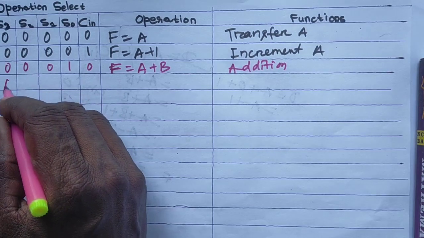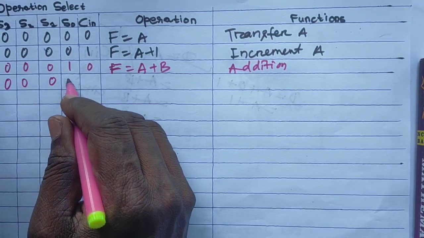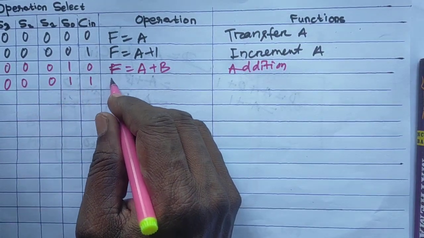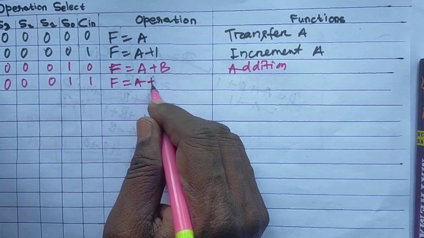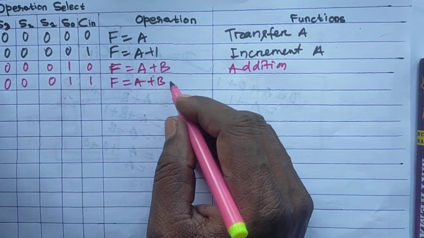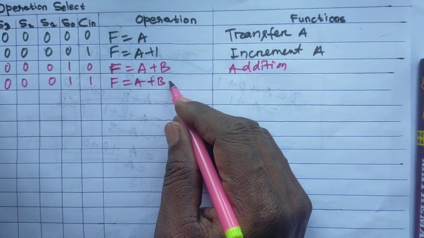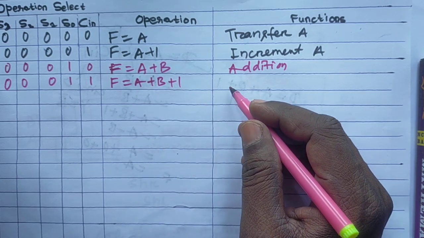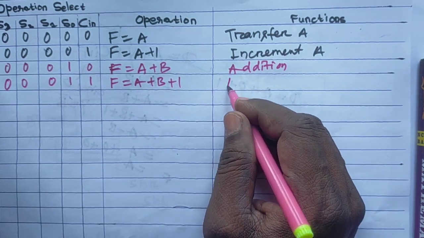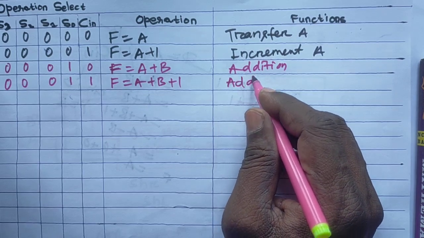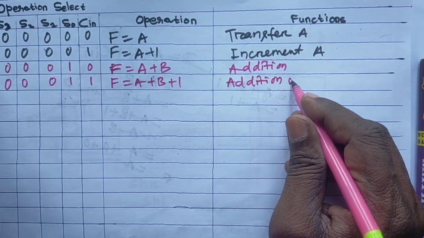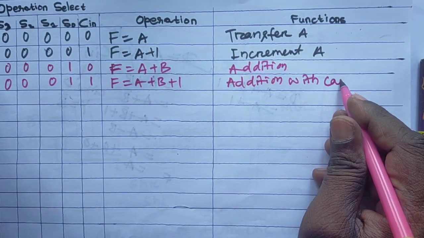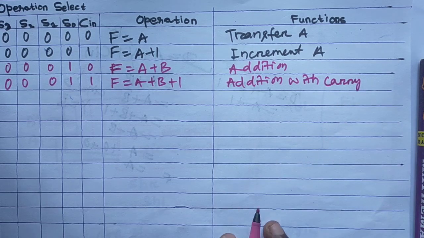Similarly again 0 0 0 1, it is 1. What you call, f is equal to a plus b, because 0 1 means b. Again 1 means 1. Then what happens, addition with carry we can write, because 1 is carry. Addition with a carry, we can tell it as addition with a carry.